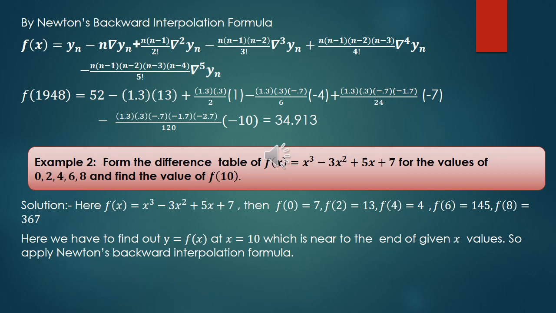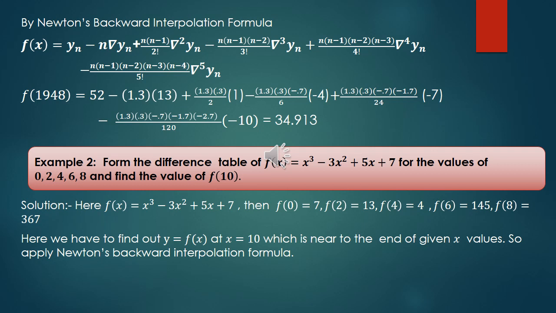plus n(n minus 1.3) by 2 factorial, that is 2, into del square yn, it is 1 minus 1.3 into 0.3 into minus 0.7 by 6 into minus 4 plus 1.3 into 0.3 into minus 0.7 into minus 1.7 by 24 into minus 7 minus 1.3 into 0.3 into minus 0.7 into minus 1.7 into minus 2.7 by 120 into minus 10. Calculating, we got the final result as 34.913.